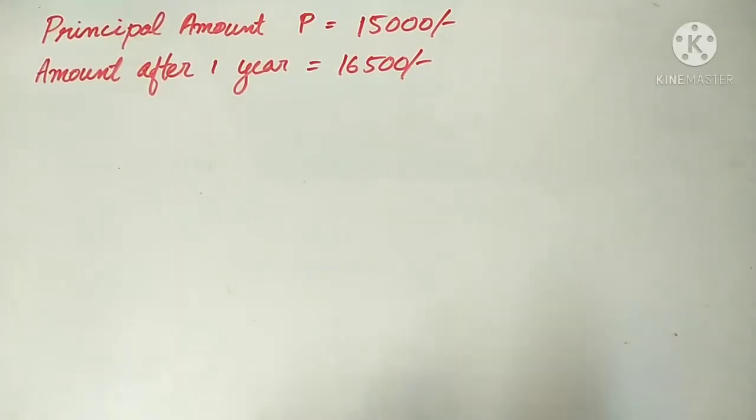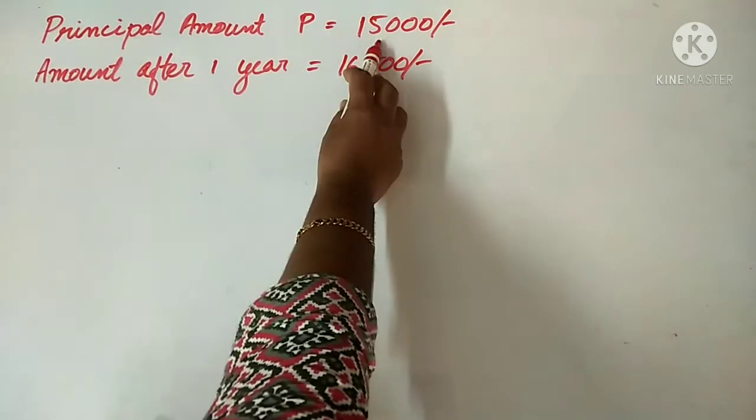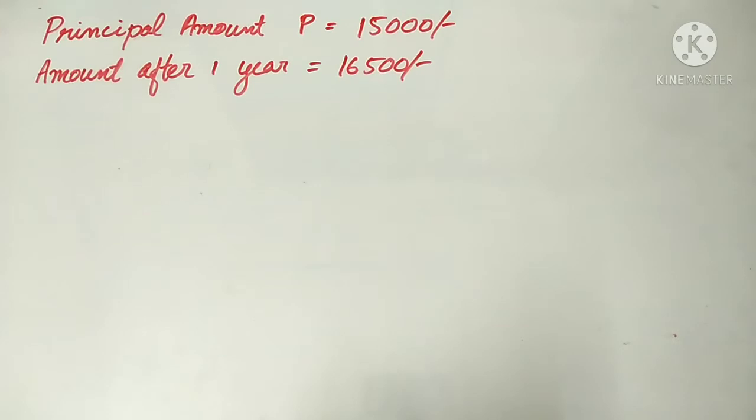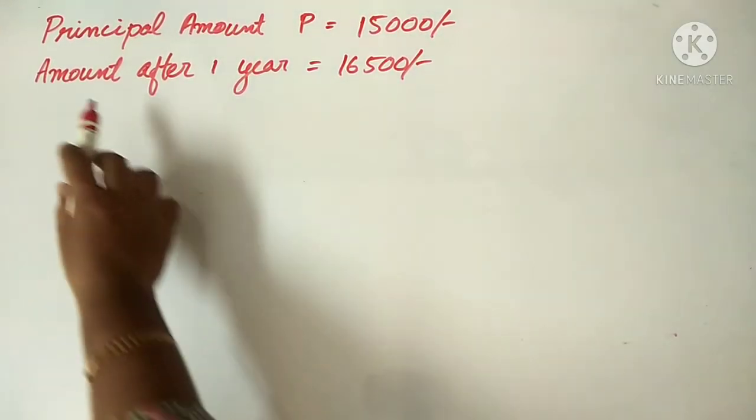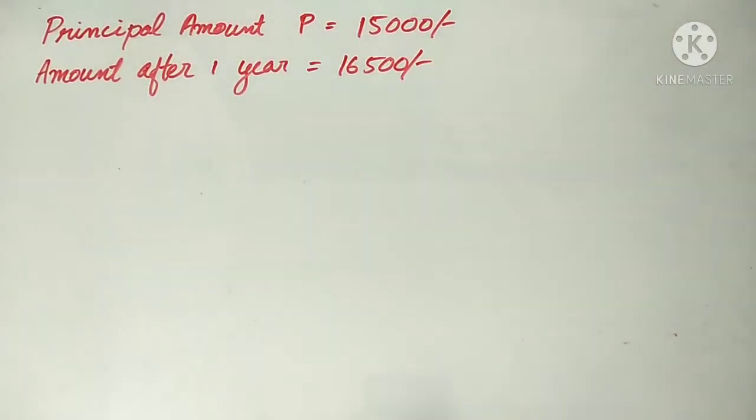According to the question, the deposited amount is 15,000 rupees. So that is the principal amount. We write it as P = 15,000. And after 1 year, he got 16,500 rupees back.